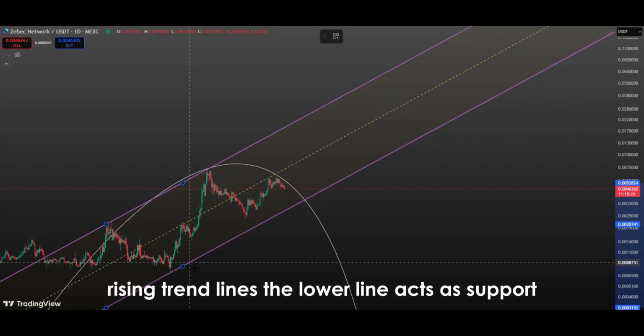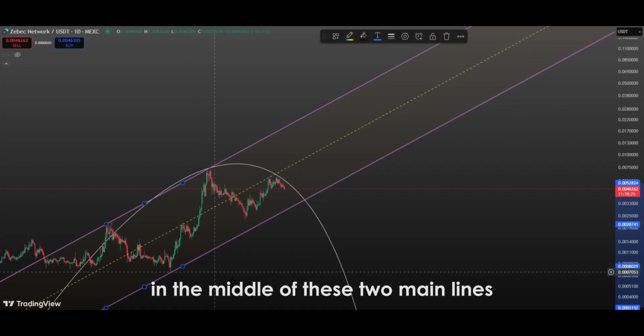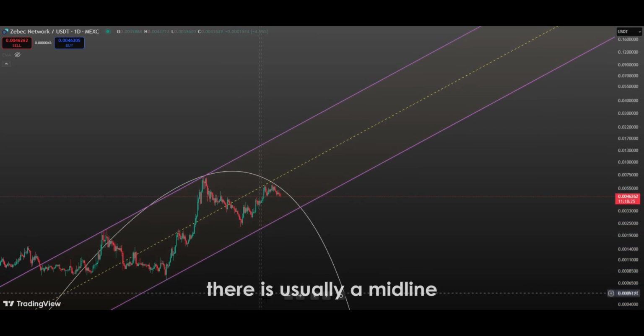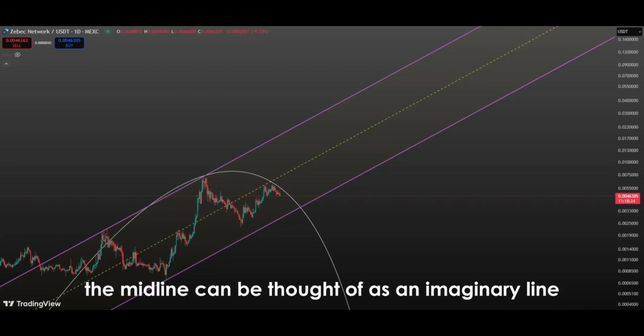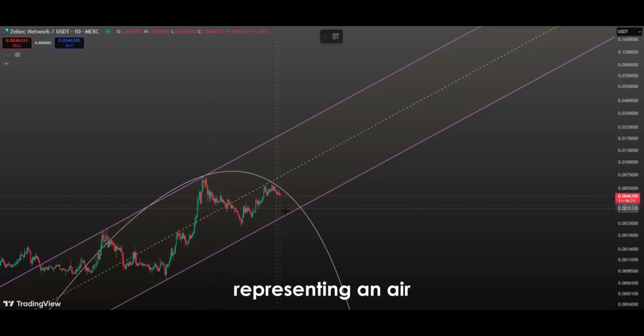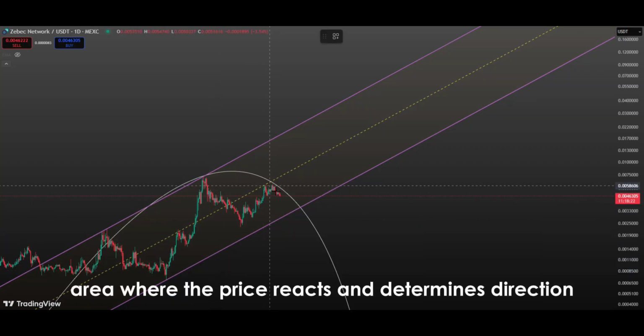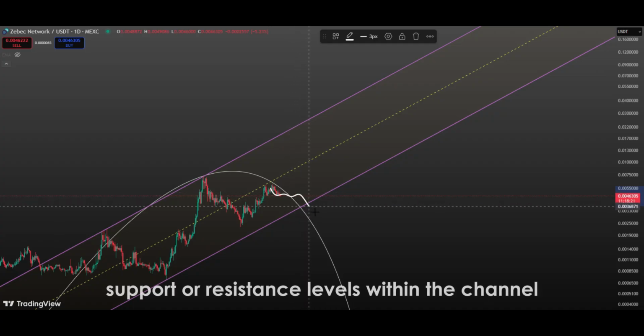The lower line acts as support, while the upper line serves as resistance. In the middle of these two main lines, there is usually a midline. The midline can be thought of as an imaginary line running right through the center of the channel, representing an area where the price reacts and determines direction. The midline often represents minor support or resistance levels within the channel.